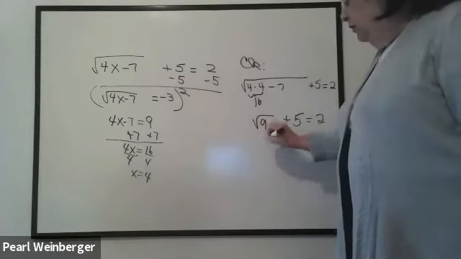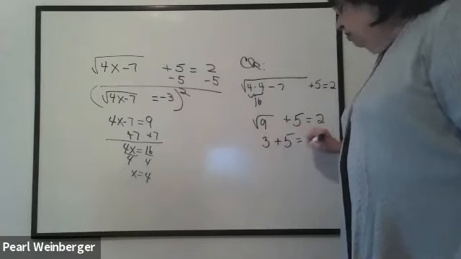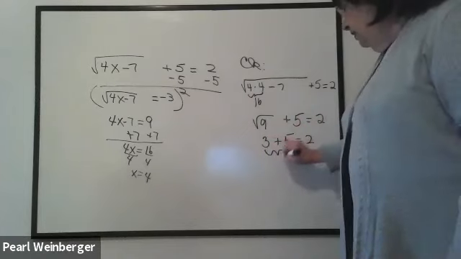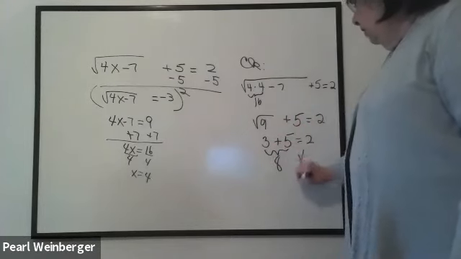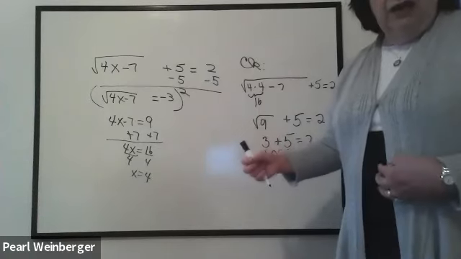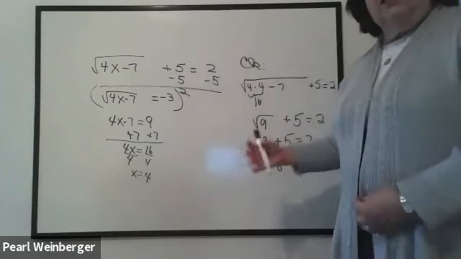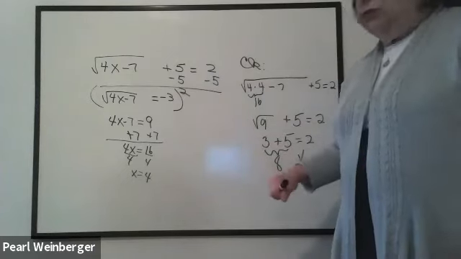And I know the square root of 9 is 3, so I get 3 plus 5 equals 2. 3 plus 5 is 8. It's not equal to 2. This didn't come out right. What happened? When I did all the right steps, why didn't it work? Why didn't my answer check?